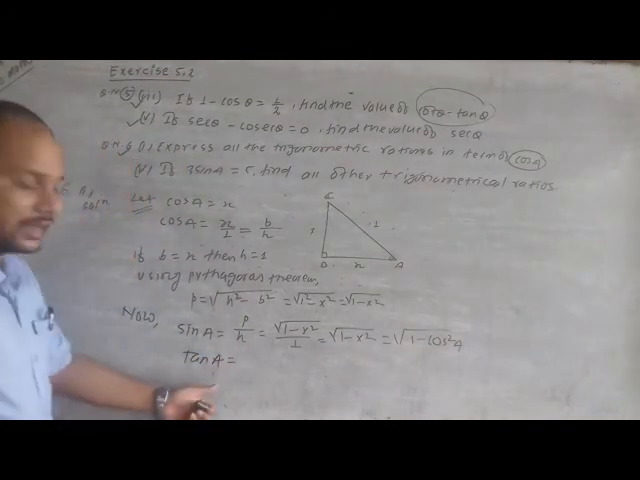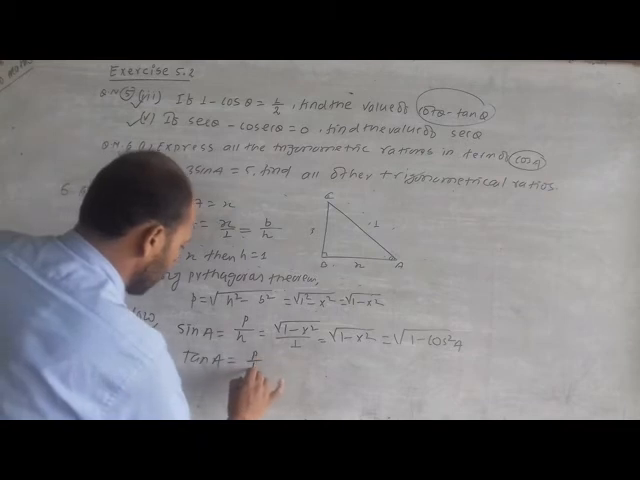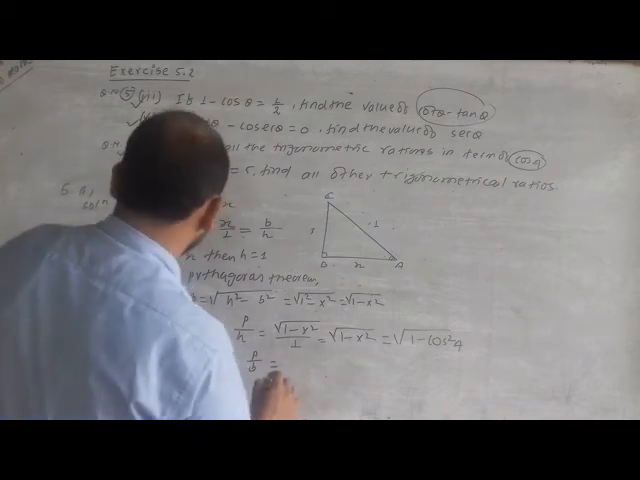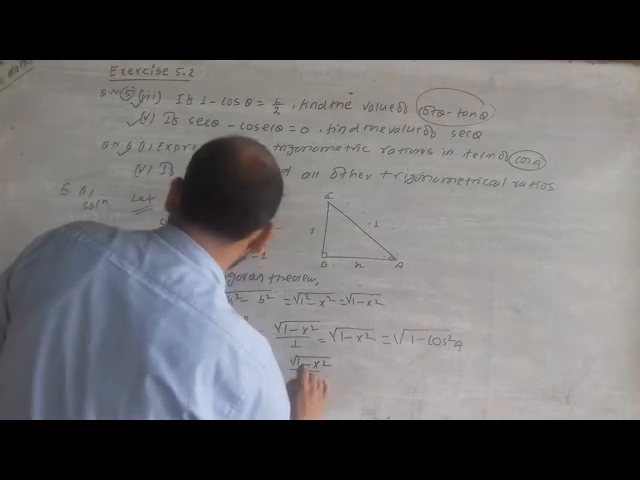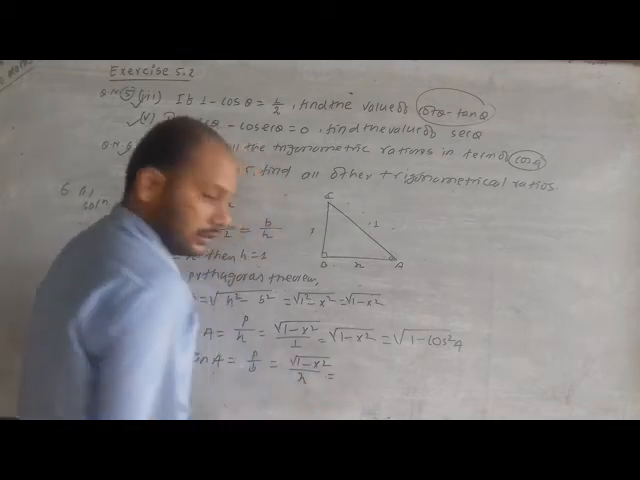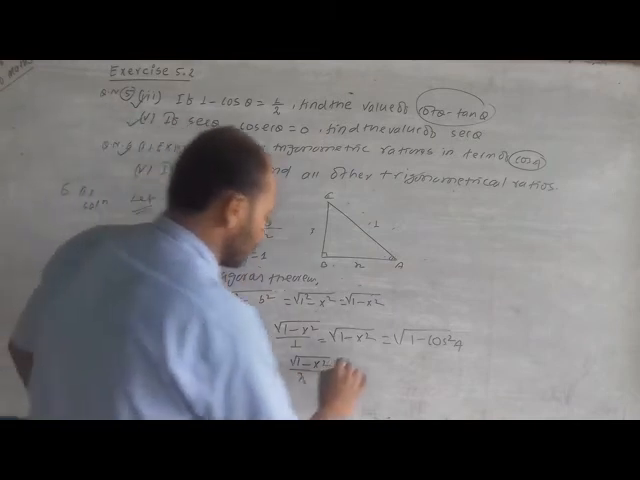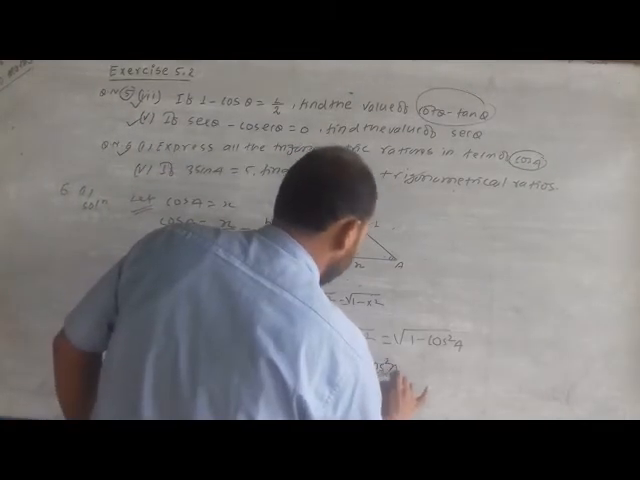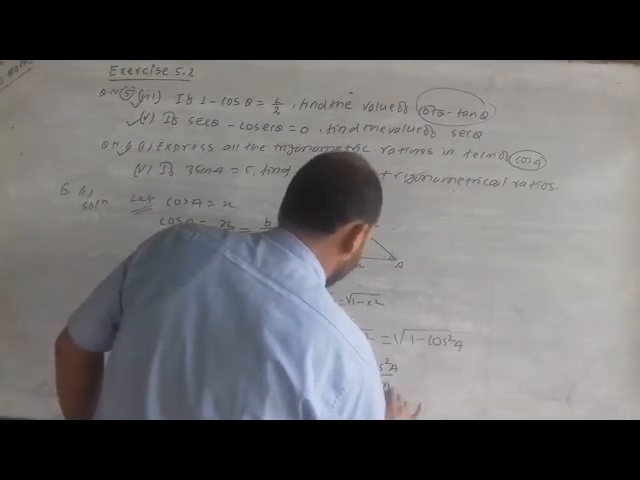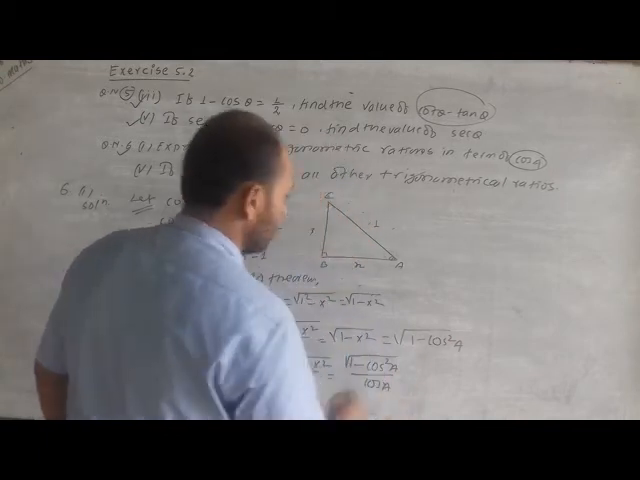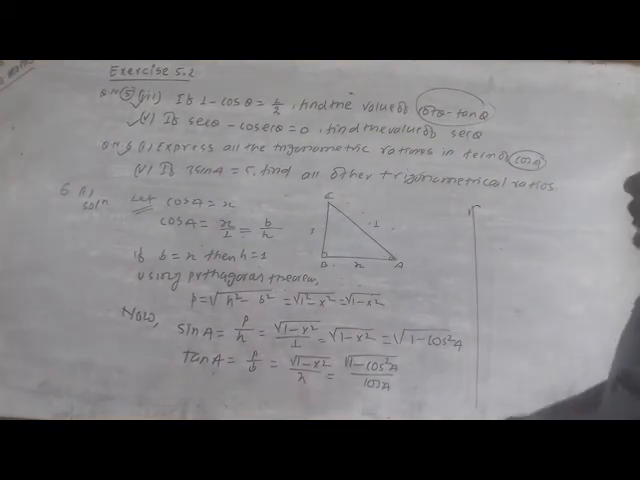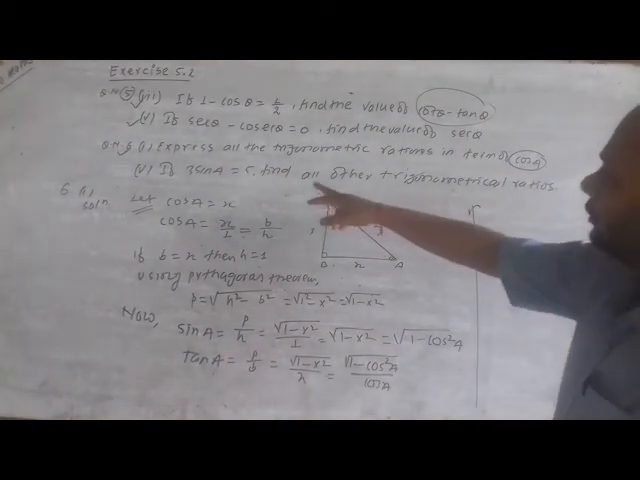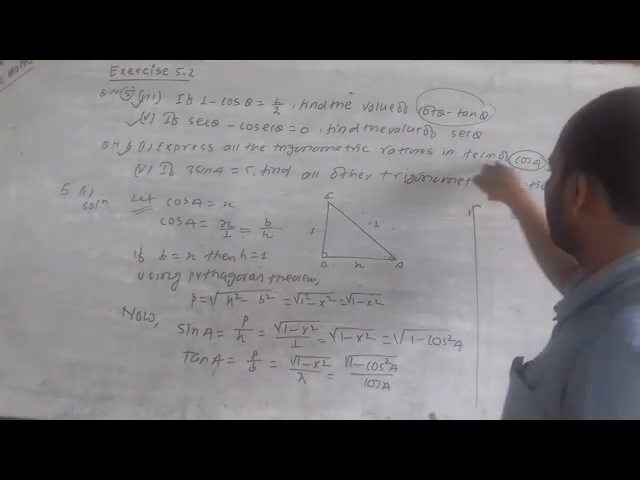After that we have tan A. So what is the value of tan A? P by b. What does p represent here? Root of 1 minus x square. And b represents x. So here you put the value of x, so x is equal to cos A, so root of 1 minus cos square A by cos A. In this way we easily express all the trigonometric ratios in terms of cos A.